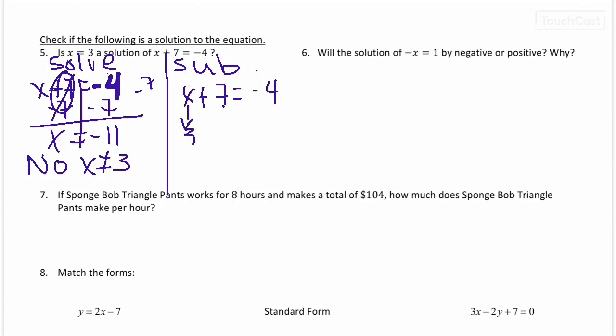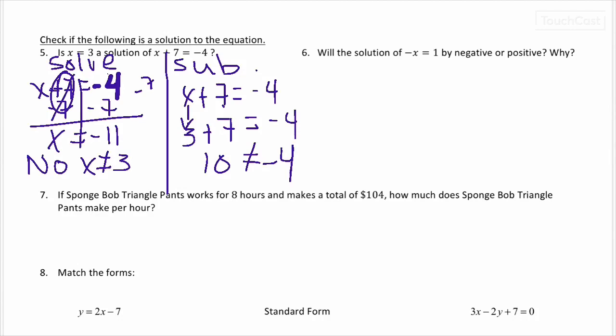Instead, we put 3 in its place, and then we add 7, and we see if we get negative 4. Well, no, because 3 plus 7 is 10, and that does not equal negative 4. Well, I don't know which one's easier. You'll have to decide. Okay, 6.